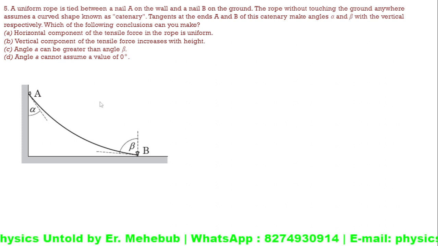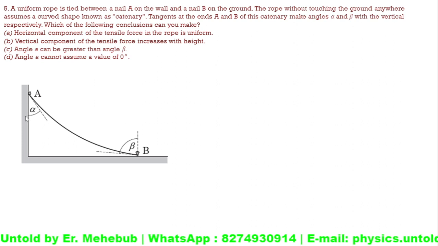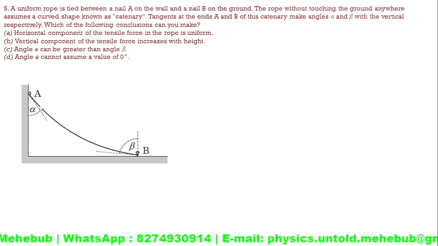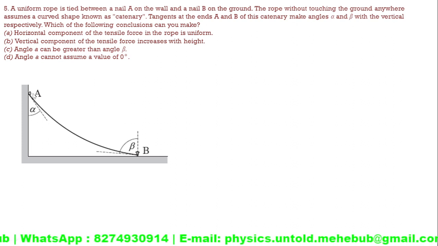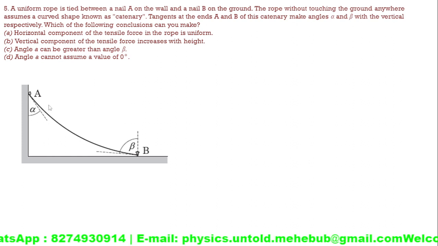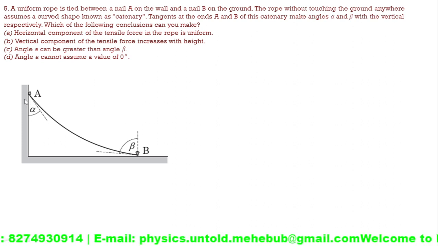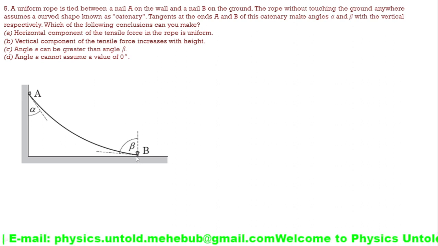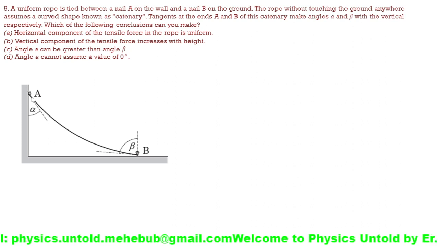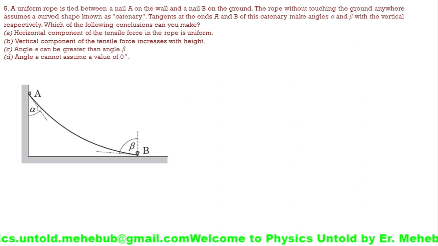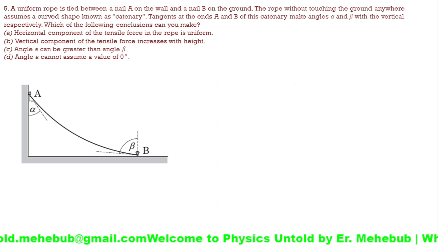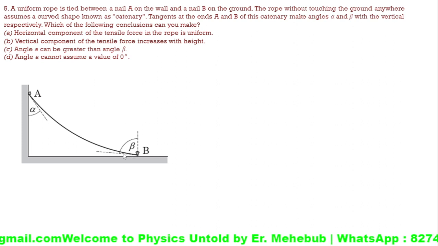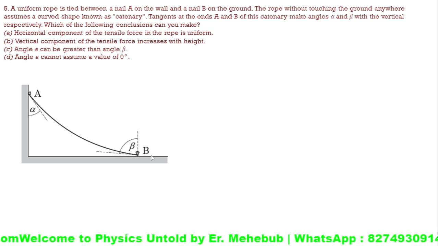So in our given question, there is a wall and there is a horizontal plane, and a rope is tied between point A and B. Point A is on the vertical wall and point B is on the horizontal plane. Let the rope make an angle alpha at point A and an angle beta with the horizontal plane at point B.